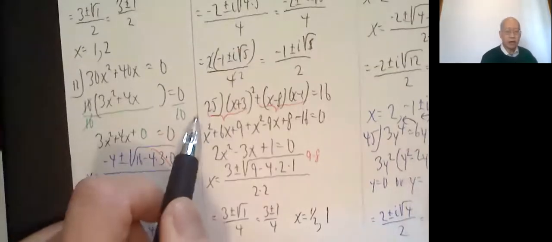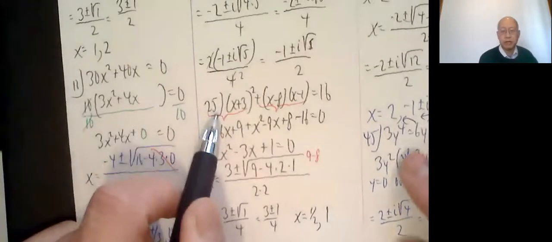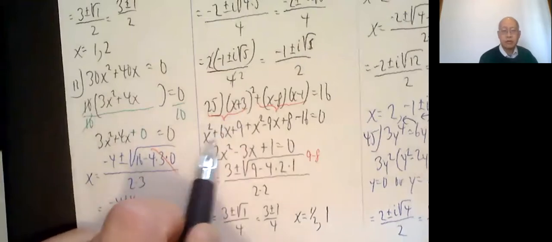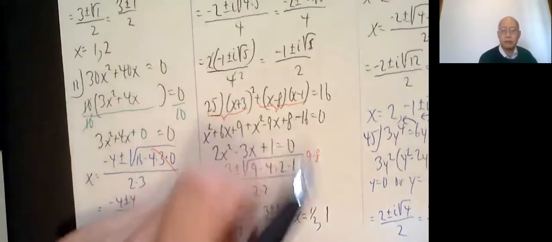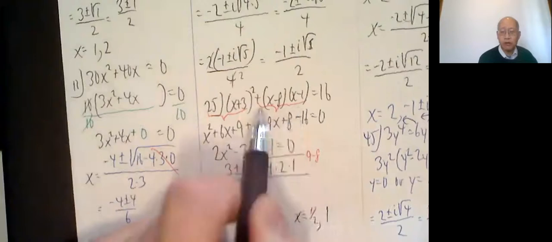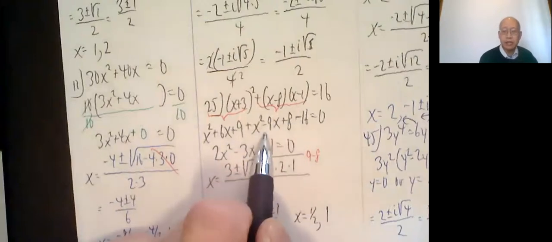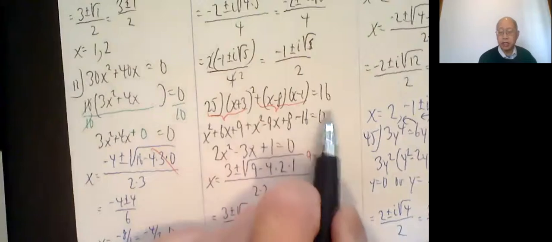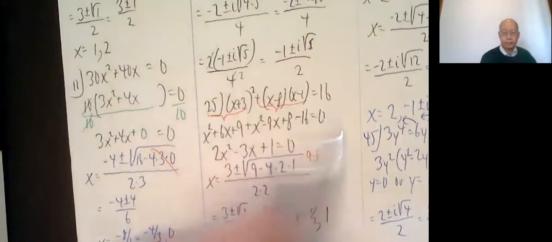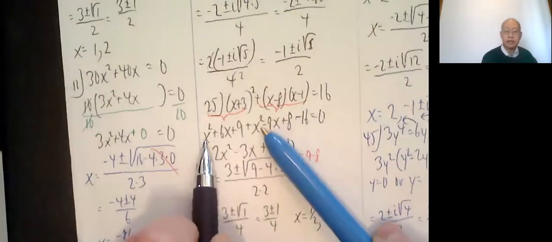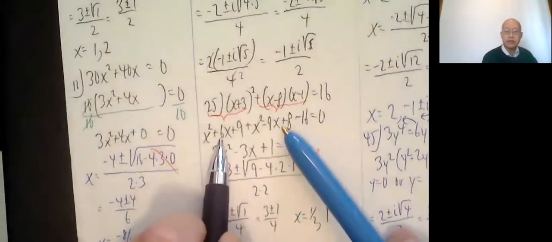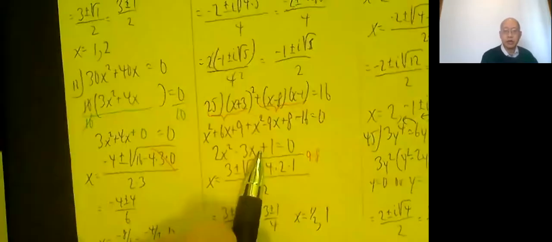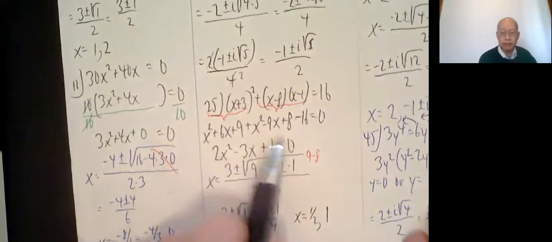Okay, 25 is a lot harder. Before you start, you've got to put it in standard form. So x plus 3 squared, work that out. X squared plus 6x plus 9 using the formula. X minus 8, x minus 1, FOIL that out. X squared minus 9x plus 8. And then subtract 16 on this side, because again, on this side, you're supposed to have a 0. Combine like terms. 2x squared, there it is. -3x, there it is. 9 plus 8 minus 16 is 1. Okay, so this is my standard form.